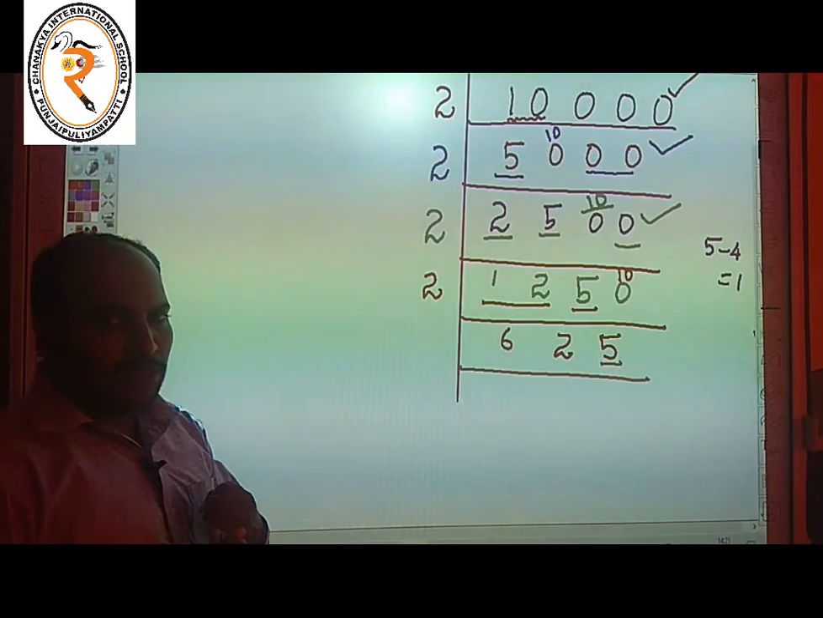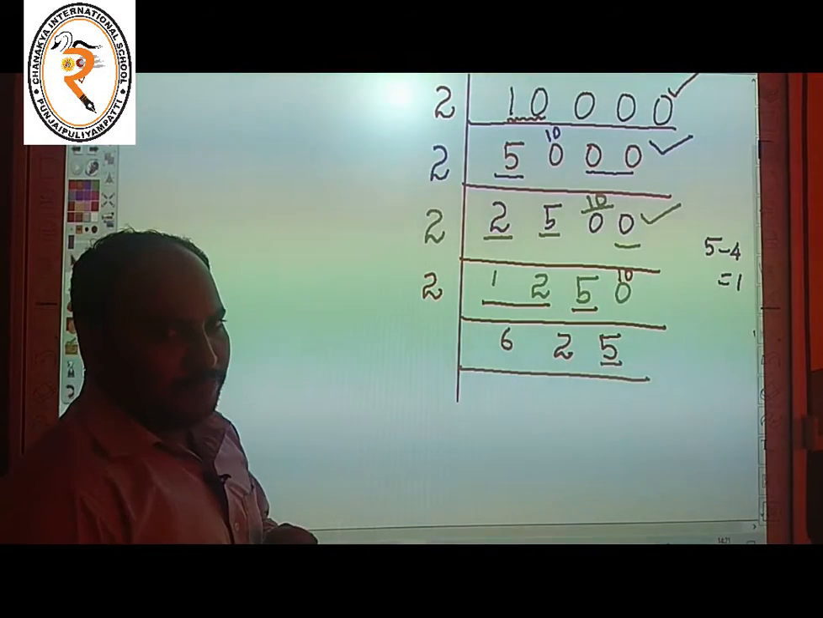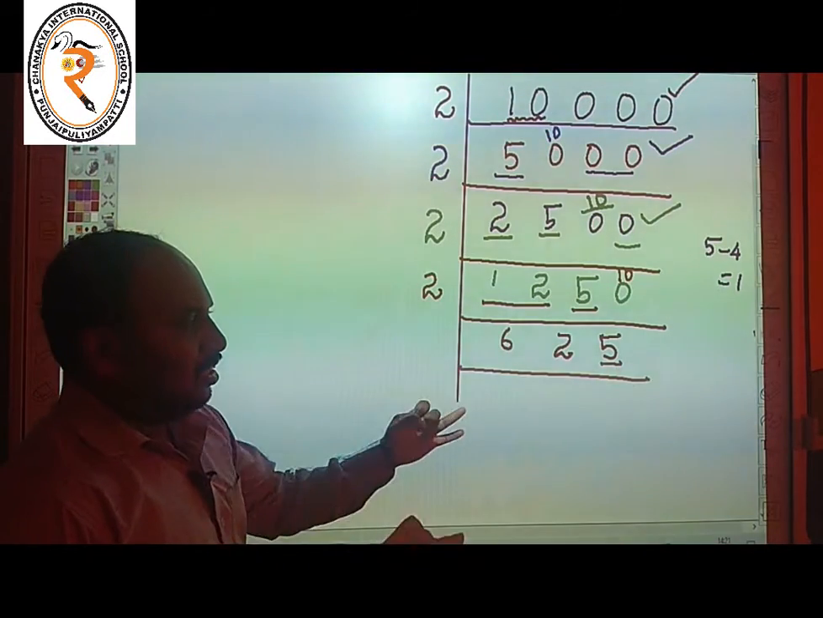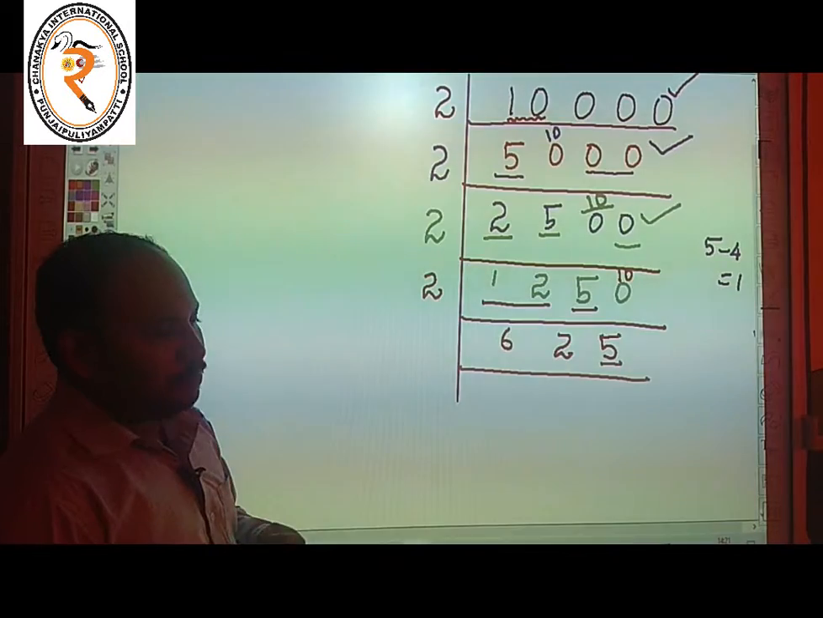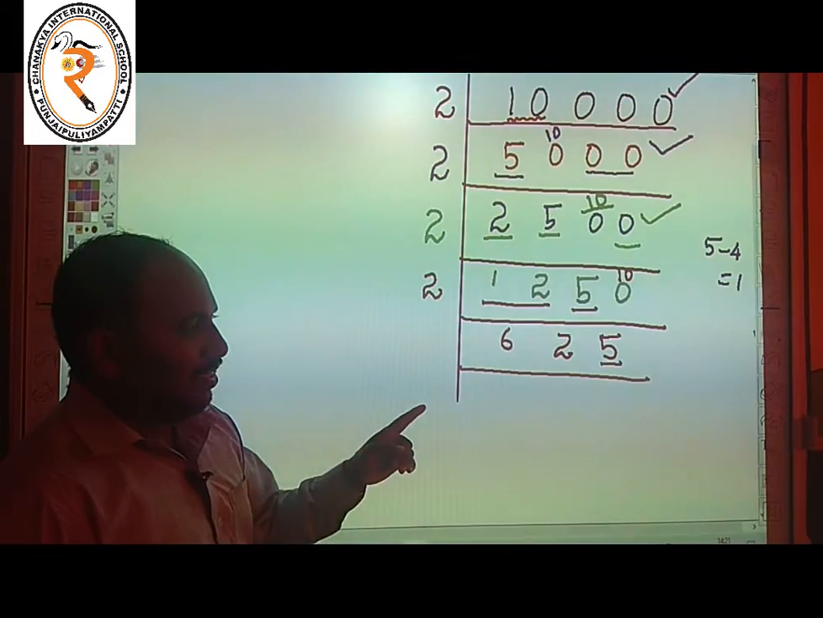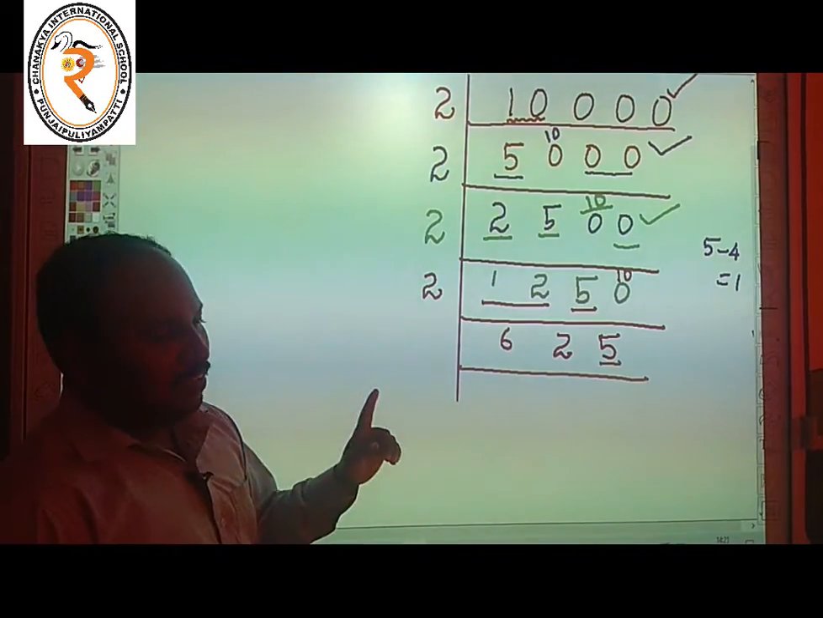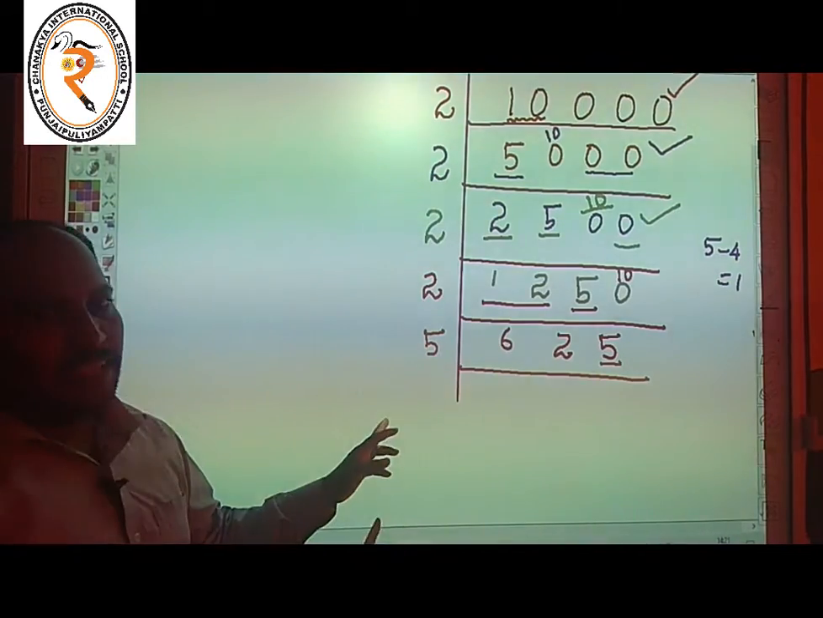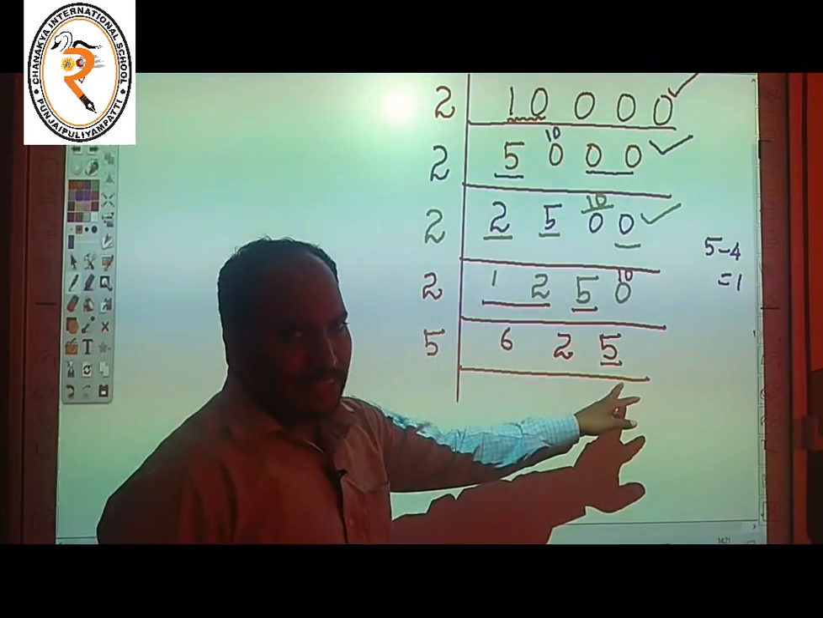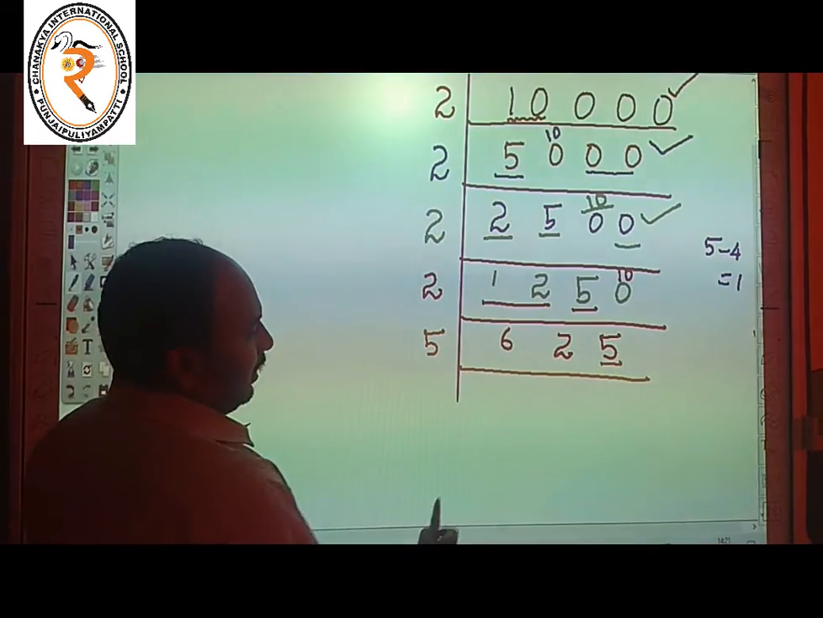The first prime number is 2. The next prime number is 3. The number 5 is not divisible by 3. The next prime number is 5. 5 is divisible by 5, so we take the number 5. 5 is a prime number. The last digit is 5, so we can divide by 5.